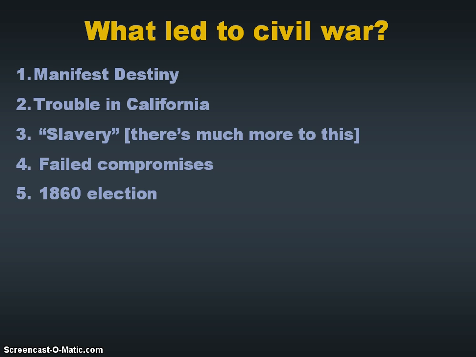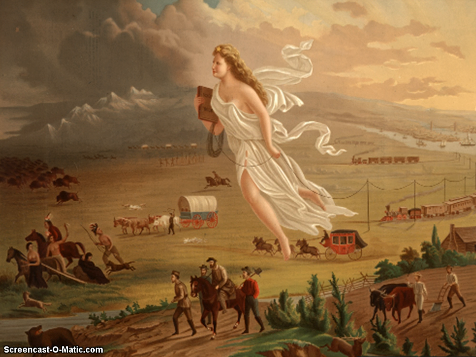But the ideas and the nuances and the complications within that word slavery are so deep and so varied that just giving a one-word answer cannot really do the causes justice. So some of the other things that go into that and some of the reasons that we said led to civil war: manifest destiny, trouble in California, slavery, failed compromises, and the 1860 election.